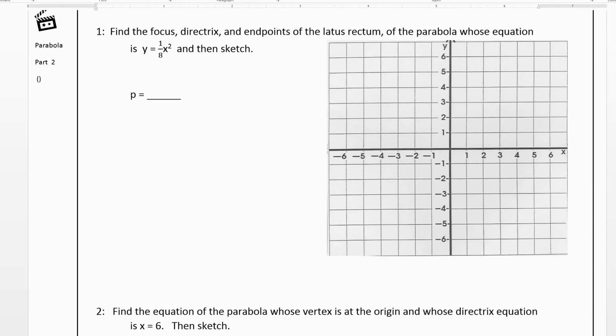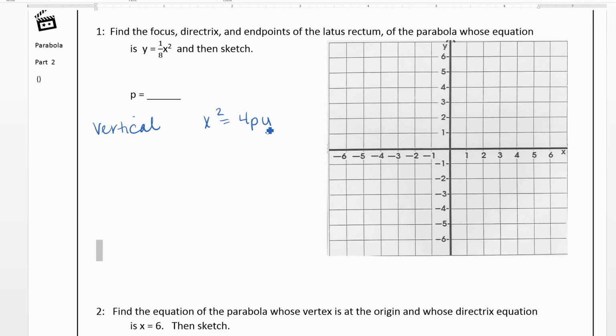Okay, so this says find the focus, directrix, and endpoints of the latus rectum of the parabola whose equation is y equals 1/8 x squared, and then sketch. Now notice that the x is squared here, so this tells us it's going to be a vertical parabola. Now the equation we were given for that was x squared equals 4py. So we need to get the x on a side by itself.